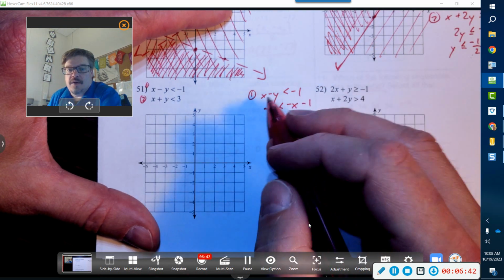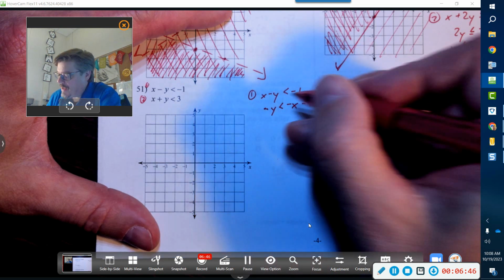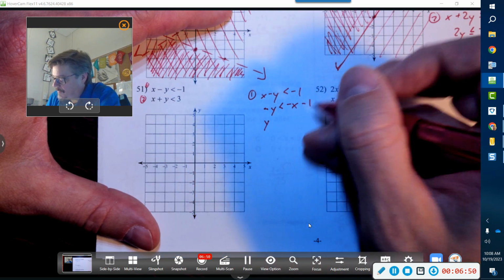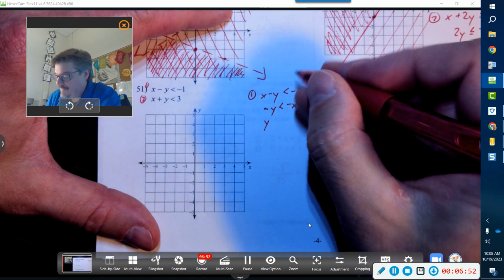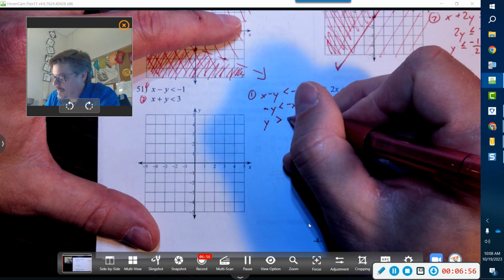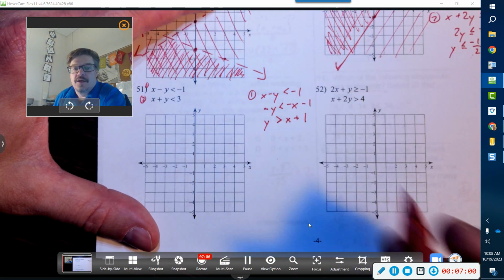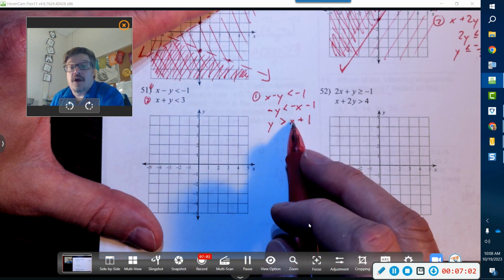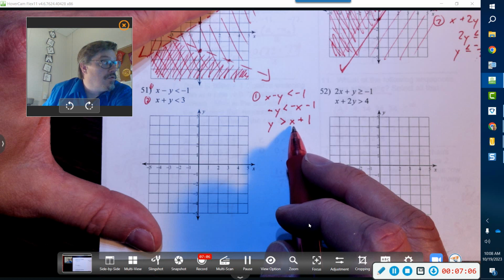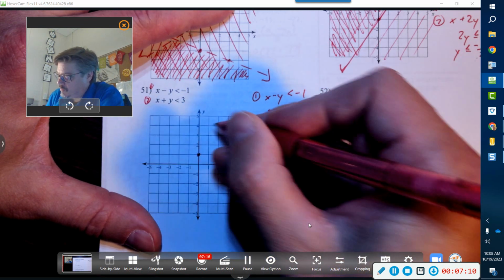Okay, so I move the x over there. It becomes negative, but I still have a negative y, so I have to divide everything by negative 1. And when I divide by negative, I've got to switch the sign of the inequality. That x becomes positive, and that negative 1 becomes positive as well. So this and this are the same thing. They're absolutely equivalent. So let's go to positive 1, and then the slope is 1.